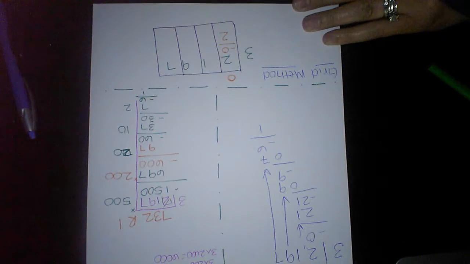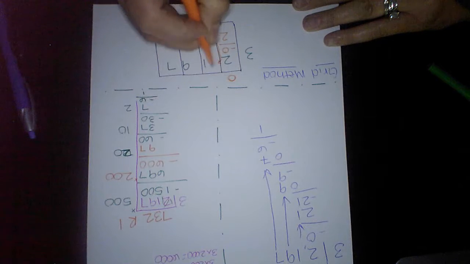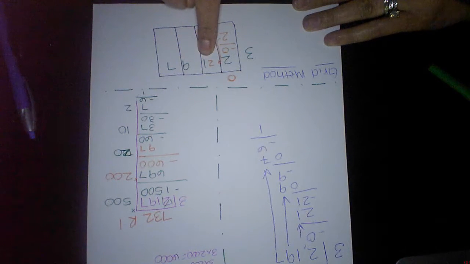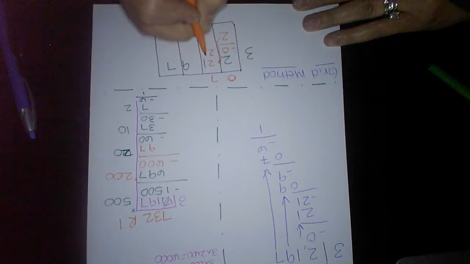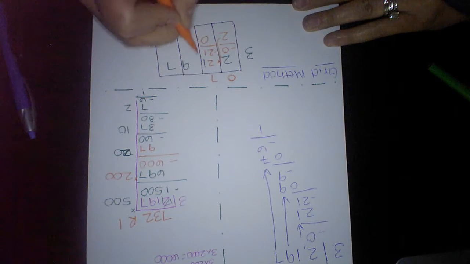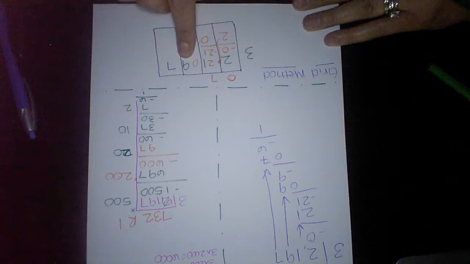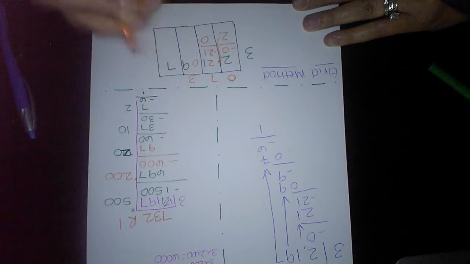Now, instead of bringing down my 1, this 2 is actually going to come up here. So now it becomes 21. So 21 divided by 3, which we know is 7. 7 times 3 is 21. I subtract, and then again, I bring that 0 up here. So I have 9. 9 divided by 3, we know is 3. So 3 times 3 is 9.